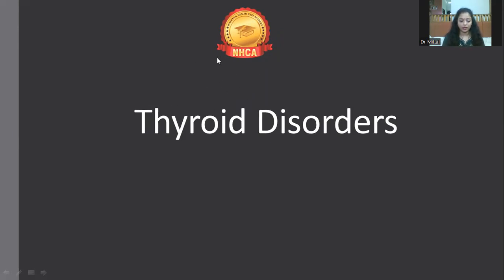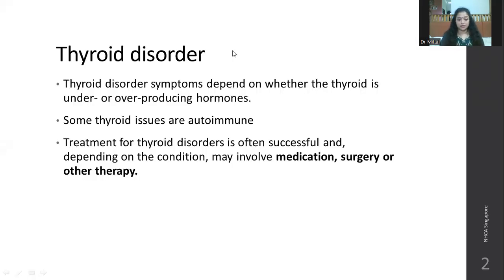What will we underline in this particular class? So we'll start today's session. Thyroid disorders. Thyroid disorder symptoms depend on whether the thyroid gland is underproductive or overproductive. Is it hypothyroidism or hyperthyroidism? Just a snapshot. There is much more to it as well. Either the thyroid gland is producing more than required or it is underproducing.